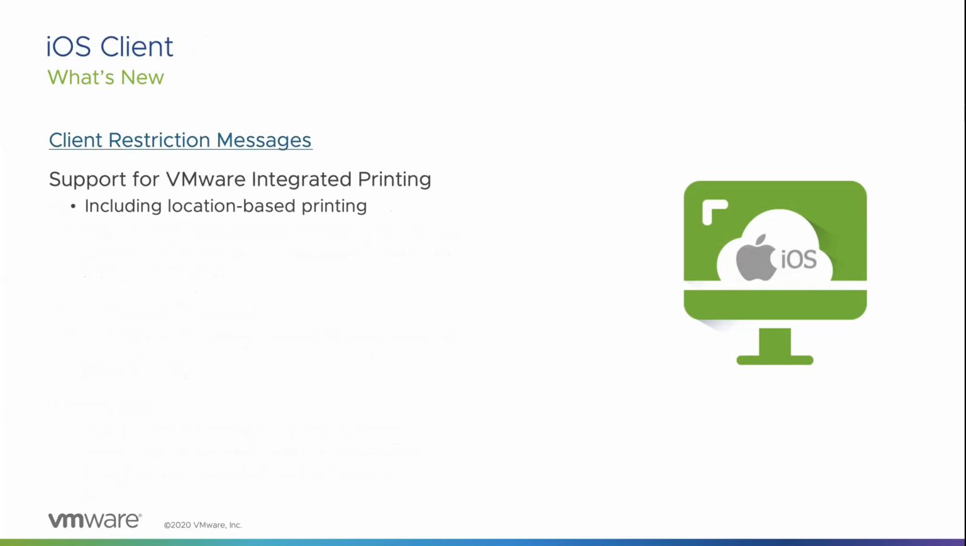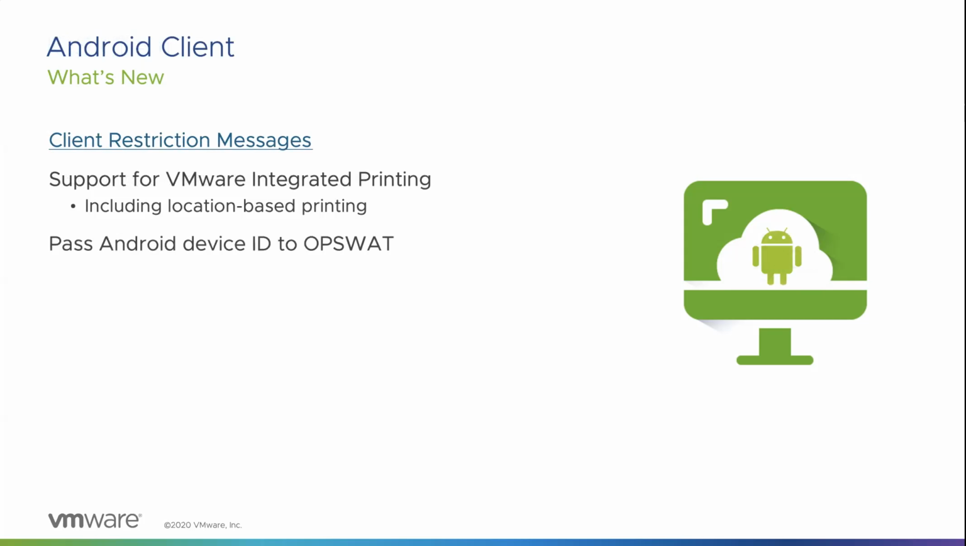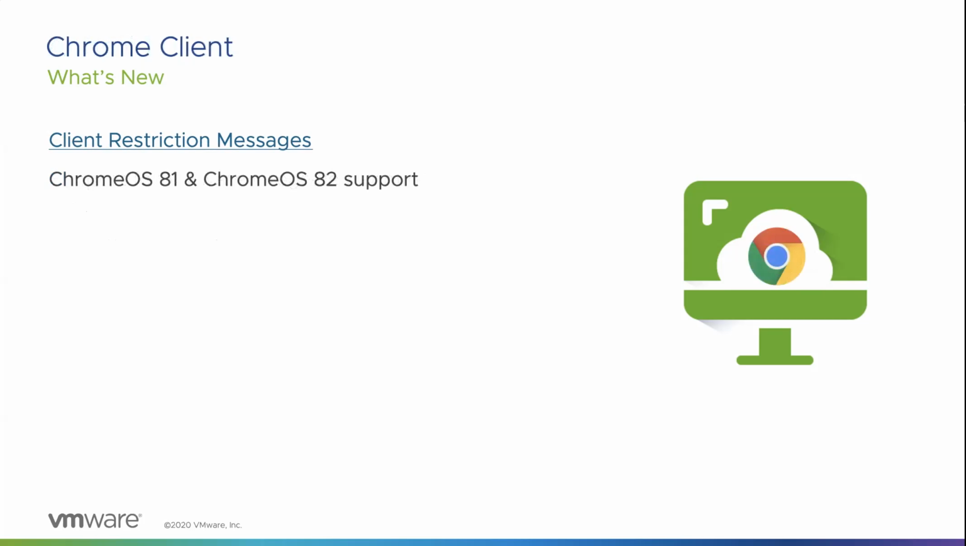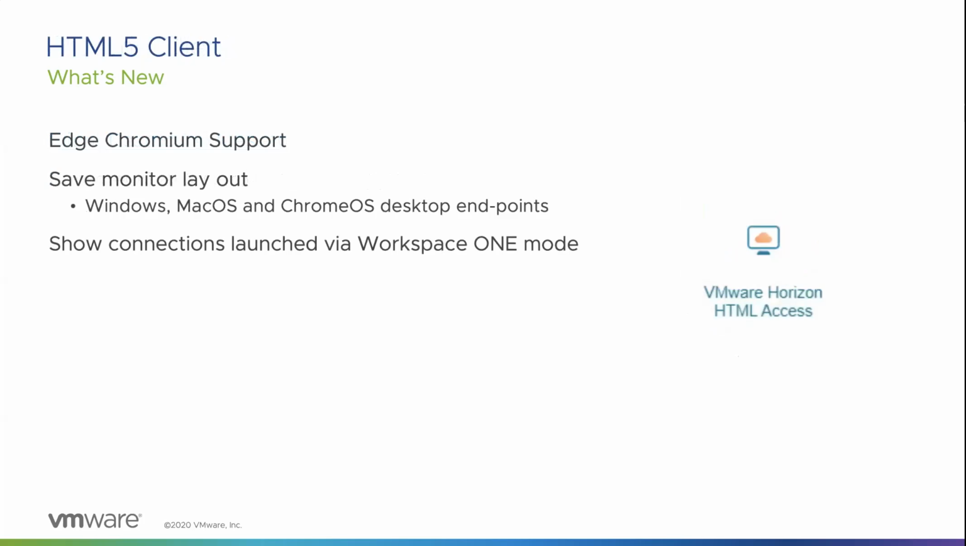Location-based printing support in VMware integrated printing and the iOS client. In the Android client, again, support for location-based printing and support for passing the Android device ID to OPSWAT. Chrome supports OS 81 and 82. And in the HTML5 client, now there is Edge Chromium support.